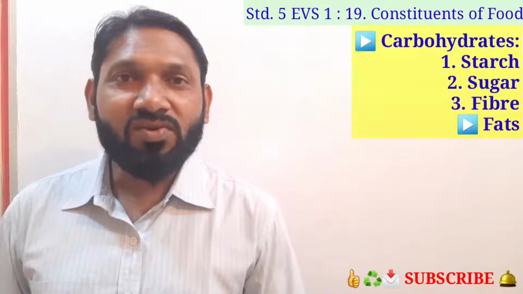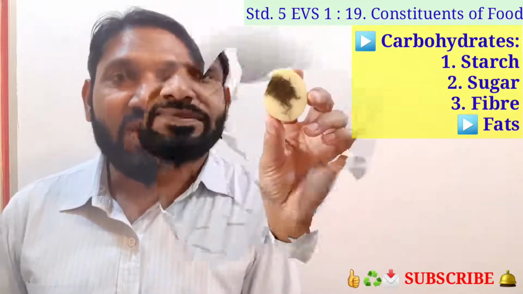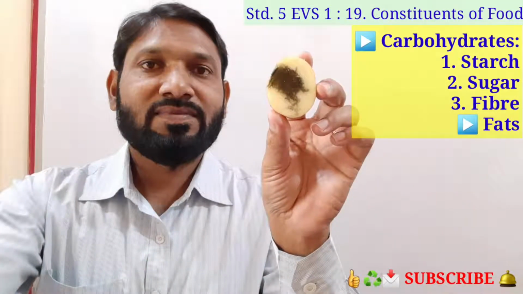Okay, students, have you understood about fats now? Very good. Students, till now we have studied about carbohydrates and fats. Actually, this chapter is very lengthy, so I am dividing this chapter into two parts. In the next video we are going to study about proteins, vitamins and minerals, as well as a balanced diet. With balanced diet we are going to study nourishment and malnutrition.